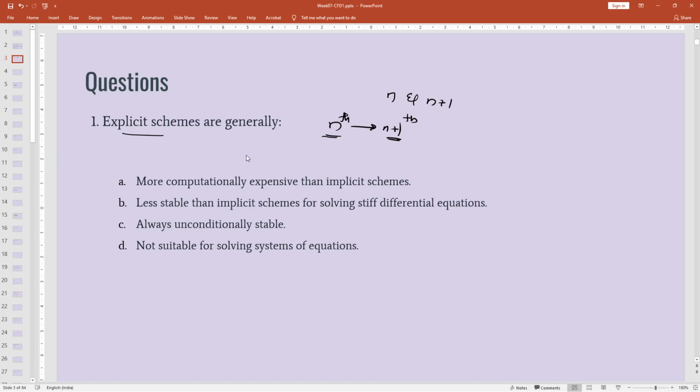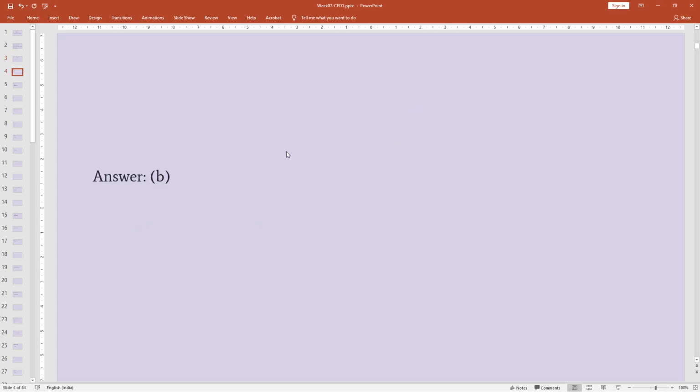So explicit schemes can be used to solve the system directly, without having to go for iterations. The one particular drawback of explicit schemes is that for stiff differential equations, they will be less stable or less accurate. Option B is the answer.